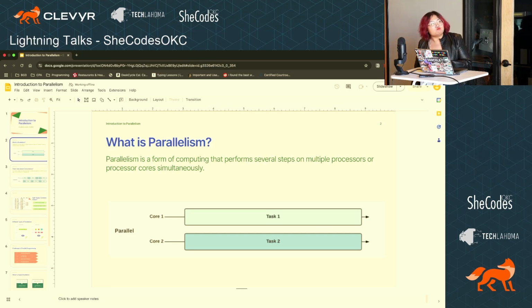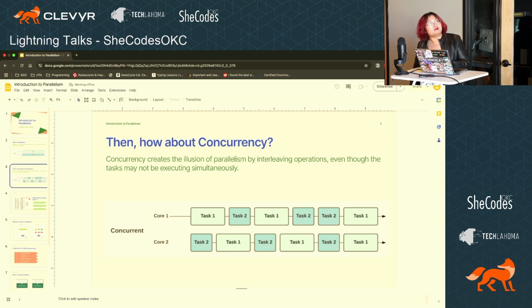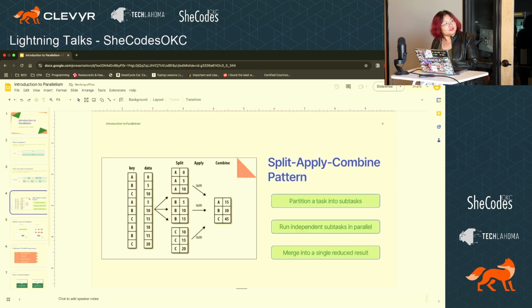So, not to be confused with concurrency. They sound very similar, but how about concurrency? Concurrency creates the illusion of parallelism by interleaving operations, even though the tasks might not be executed at the same time. You see here this pattern where we're jumping around from core 1 and 2, 1, 2, 1, 2. So basically, parallelism is what I want to do when I multitask at work. Concurrency at a very low productive level is what really happens.